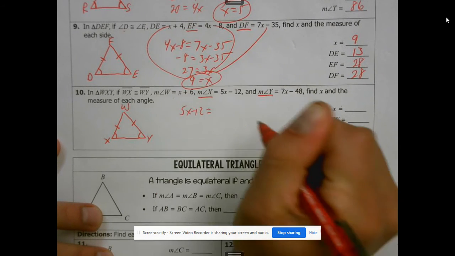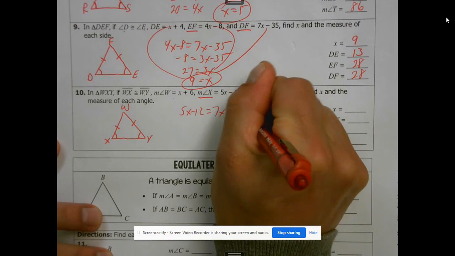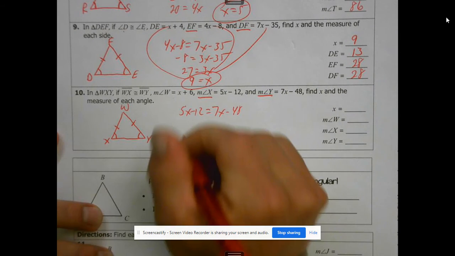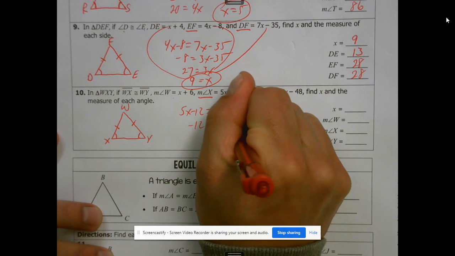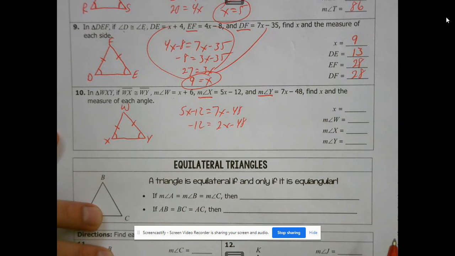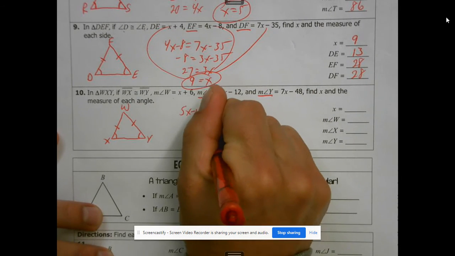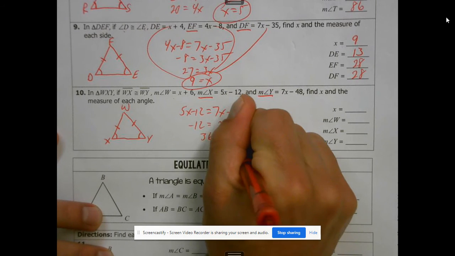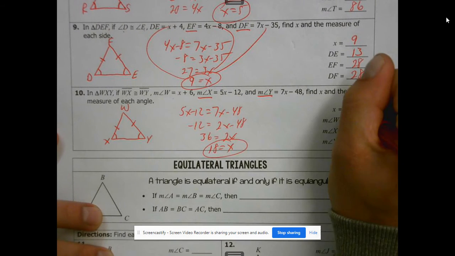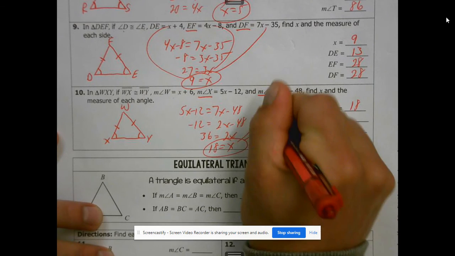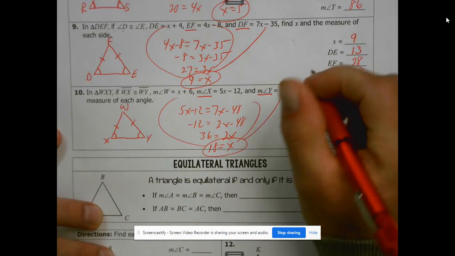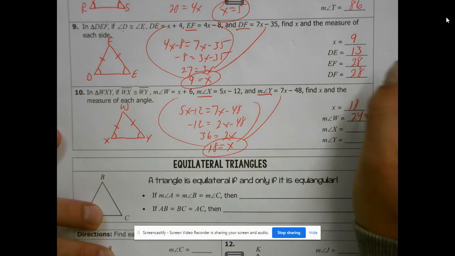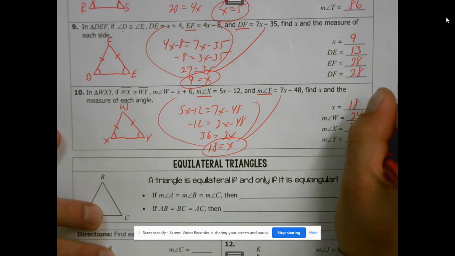5x minus 12 is 7x minus 48. Subtract 5x. Add 48 to both sides. And then 2 goes in there 18 times. Plugging it back in to all the pieces. W is 24. And X and Y are both 78s.